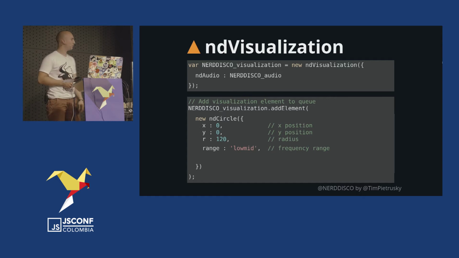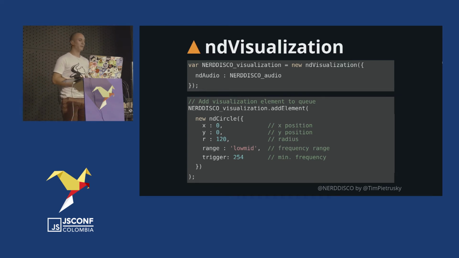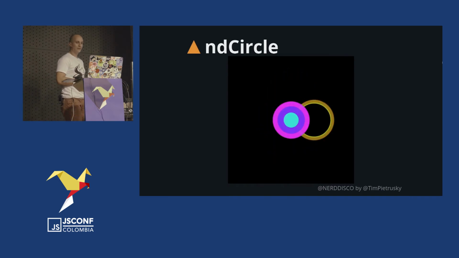And the interesting part is the range, because this circle, or this element on the canvas, only reacts to low-mid frequencies in this case, and only if the frequency value itself is over 245. And this looks like this. You have seen this in my demo. Those circles are 7 different circles, and every circle reacts to a different frequency from low to high. And this creates some kind of animation or visualization.